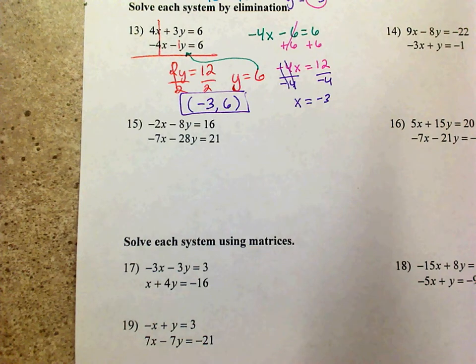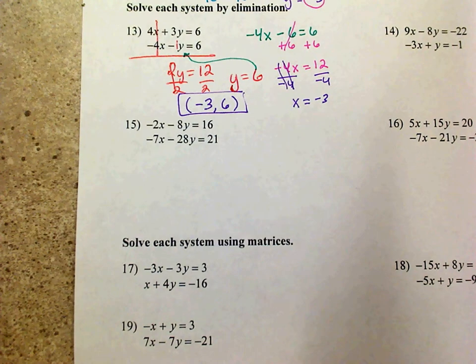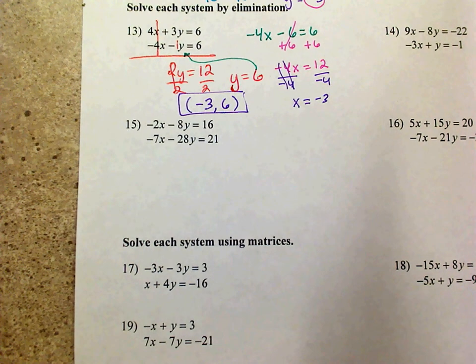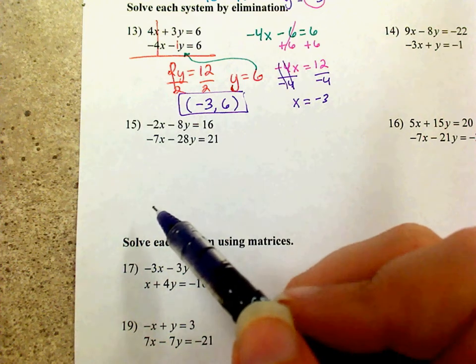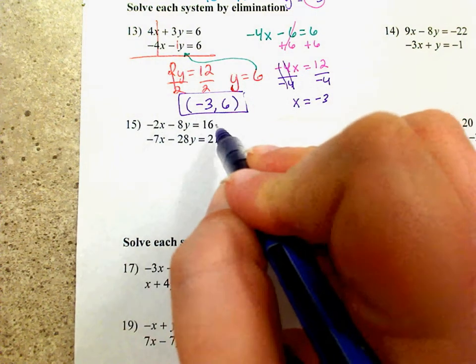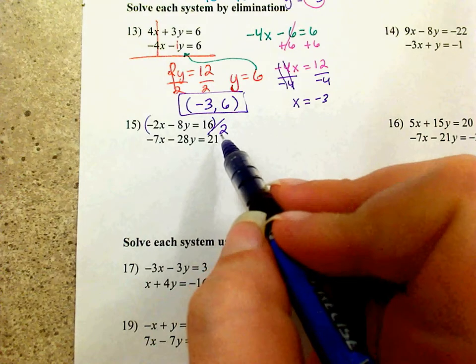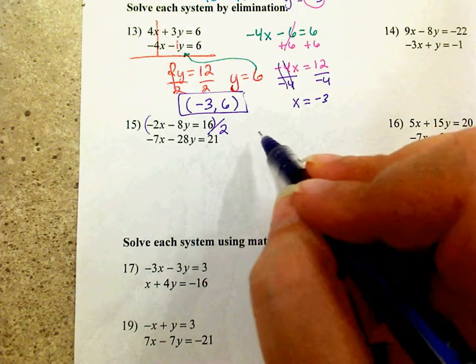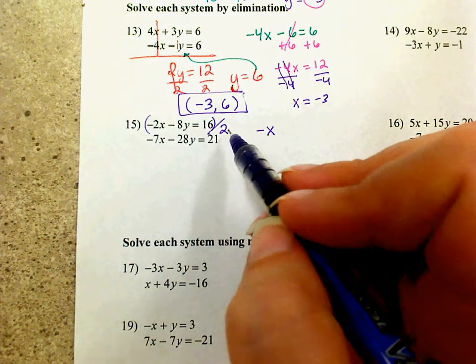Okay, let's look at this number 15. Right now, it doesn't look like any of them are easy to solve for. But what do I notice about 2, 8, and 16? What are they all divisible by? So I'm going to divide this whole equation by 2. So what's a negative 2 divided by 2? A negative 1. So I've got a negative 1x. What's a negative 8 divided by 2? A negative 4y. What's 16 divided by 2?